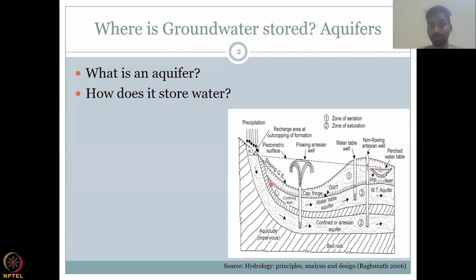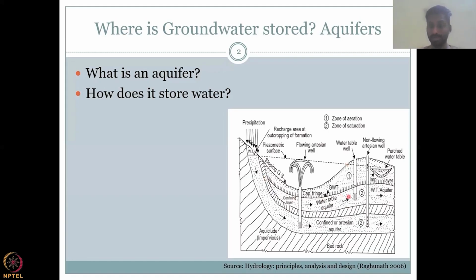And moving down further into the soil profile, you have a layer where all the pore space is full of water. Okay, and that pore space would not allow for more water to come in. So it establishes an imaginary line of water level, and that is called the water table.